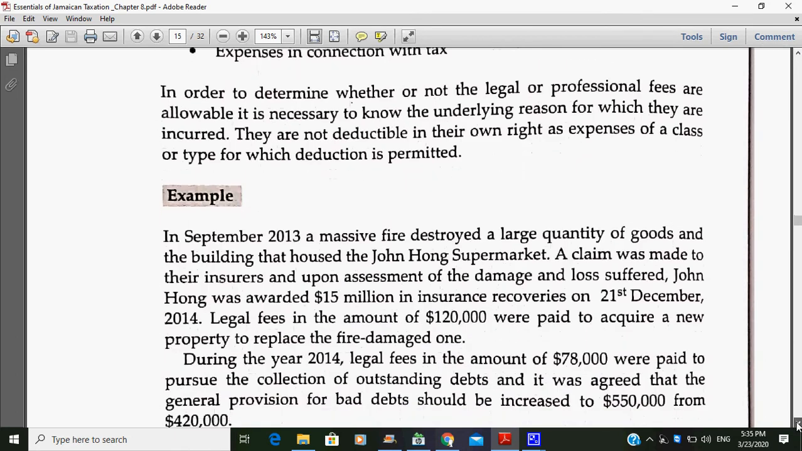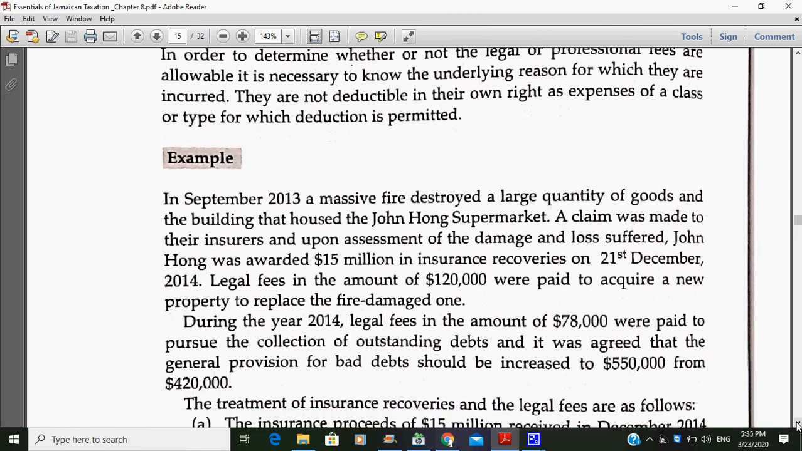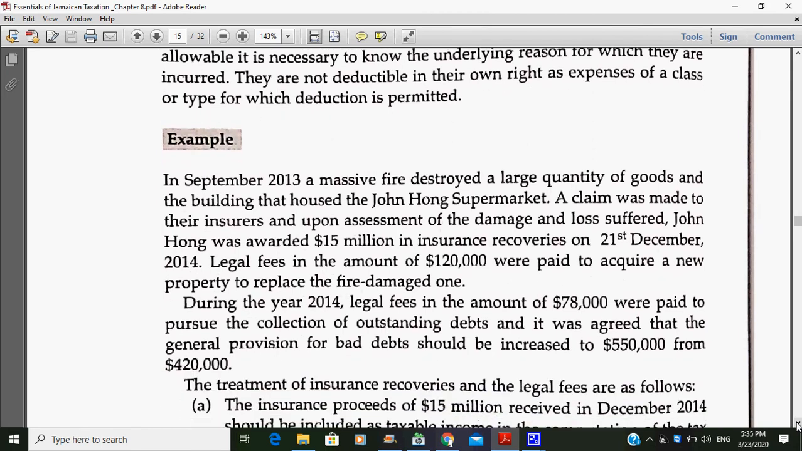It says, in September 2013, a massive fire destroyed a large quantity of goods and the building that housed the John Hung Market supermarket. A claim was made to their insurers, and upon assessment of the damage and loss suffered, John Hung was awarded 15 million in insurance recoveries on December 21st, 2014. Legal fees in the amount of $120,000 were paid to acquire a new property to replace the fire damaged one.